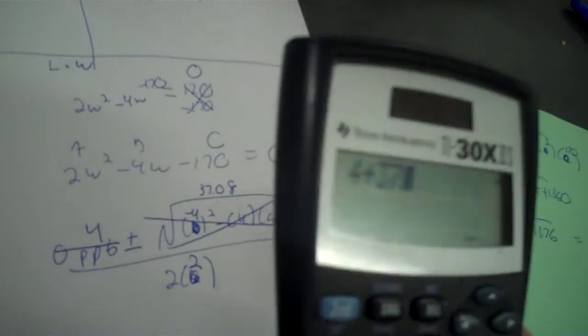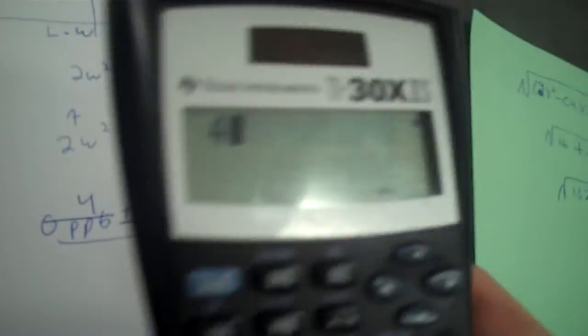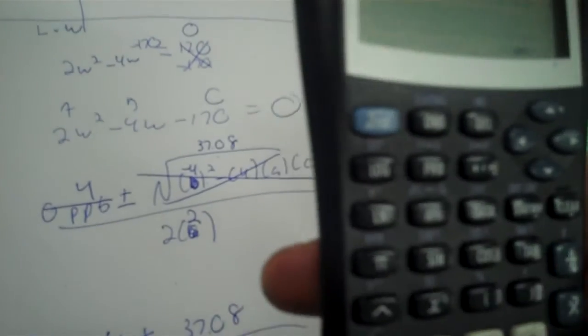4 plus 37.08 divided by 4 is 10.27. It's one possible root of W. 4 minus 37.08 divided by 4 is negative 8.27. You need to completely ditch the negative answer. Get that out of there. 10.27 is your width, because it's W.